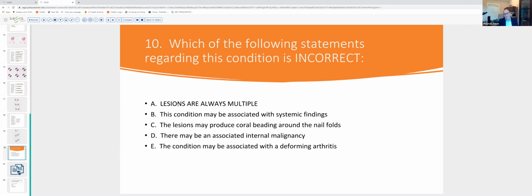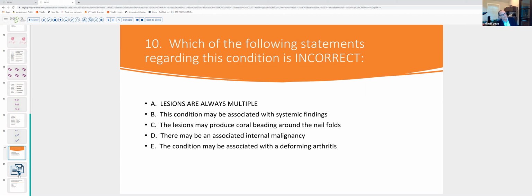multicentric reticulohistiocytosis, the condition where the patients have multiple reticulohistiocytic granulomas, may be associated with a deforming arthritis, and it can produce that classic telescope deformity on X-ray. And I remember when I did take my derm boards, they actually showed us a picture of the coral beading and an X-ray and a histology slide, and then asked about what the diagnosis was. There may be an associated internal malignancy too, in up to 10% of the cases. And again, that coral beading around the nail folds is very distinctive.